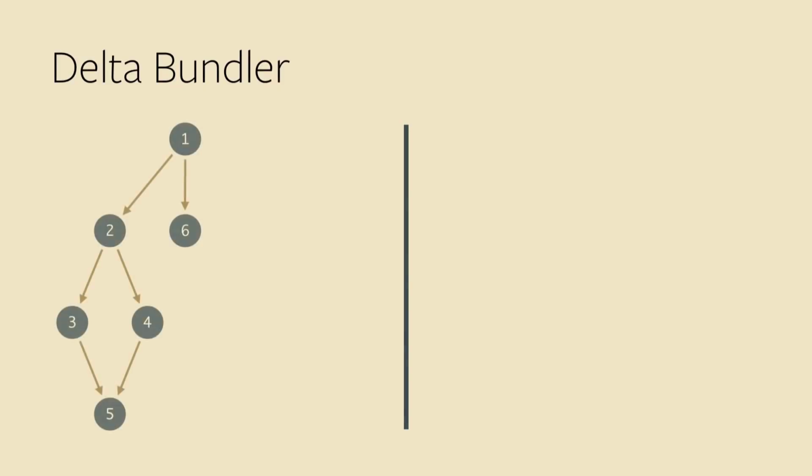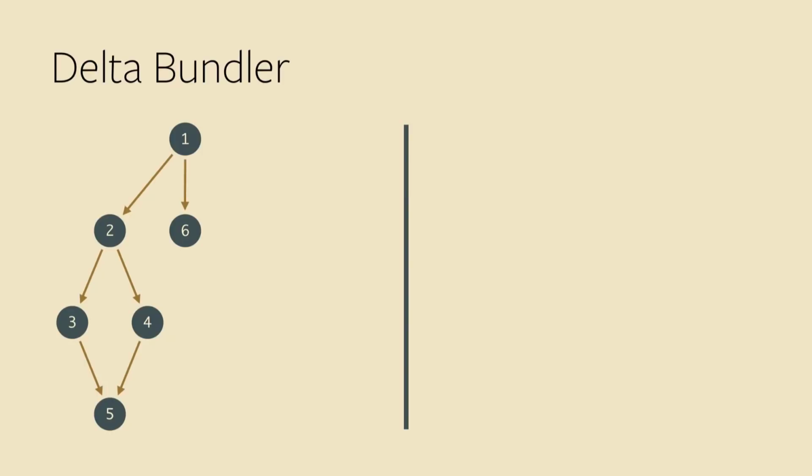A couple of months ago, approximately 4 months ago, we developed something called the Delta Bundler. This is also open source, and it is part of Metro. To figure out how it works, let's take this graph as an example, where your entry point is module number 1, and the arrows mean the first one is requiring the second one. So module number 1 requires the second one and the sixth one. Number 2 requires 3 and 4, and so on and so forth.